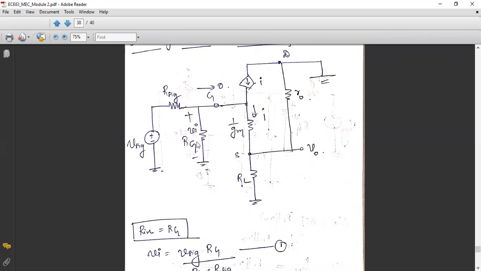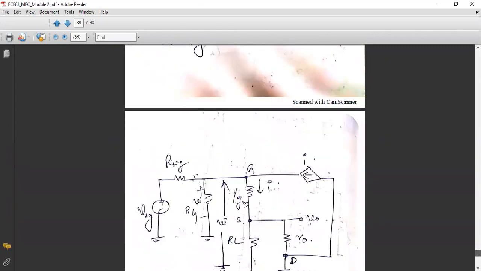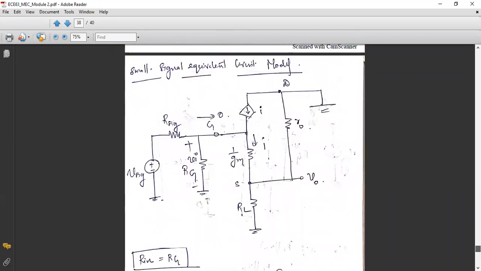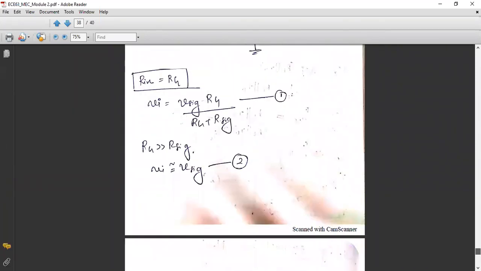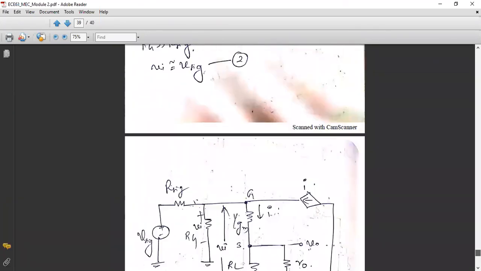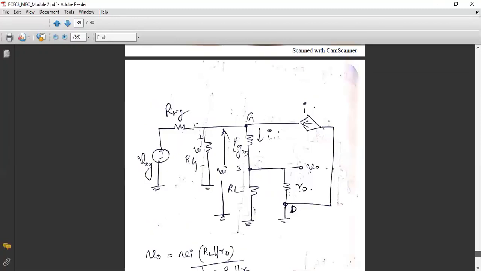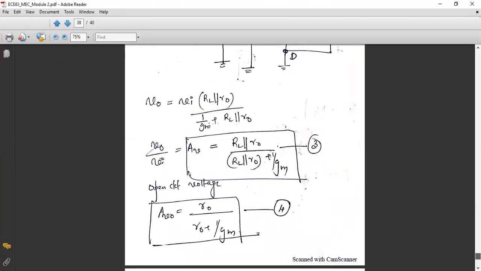So this is the voltage Vi across Rg. Now, next, I will try to modify this circuit a little. Okay, just by tilting something, we'll try to modify that.